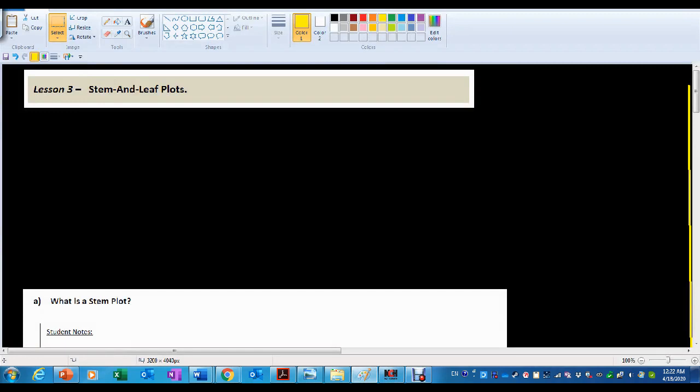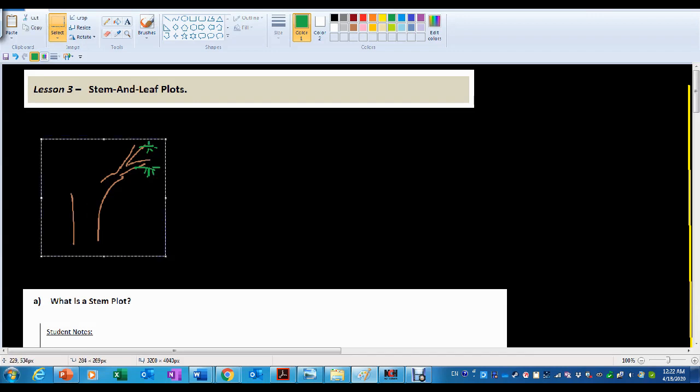So today's video is about stem and leaf plot. What do we mean by stem? Possibly you know that if we have a tree, here you got some stem, and you have some leaves, right? Things like this. So you got some leaves there. So stem and leaf.